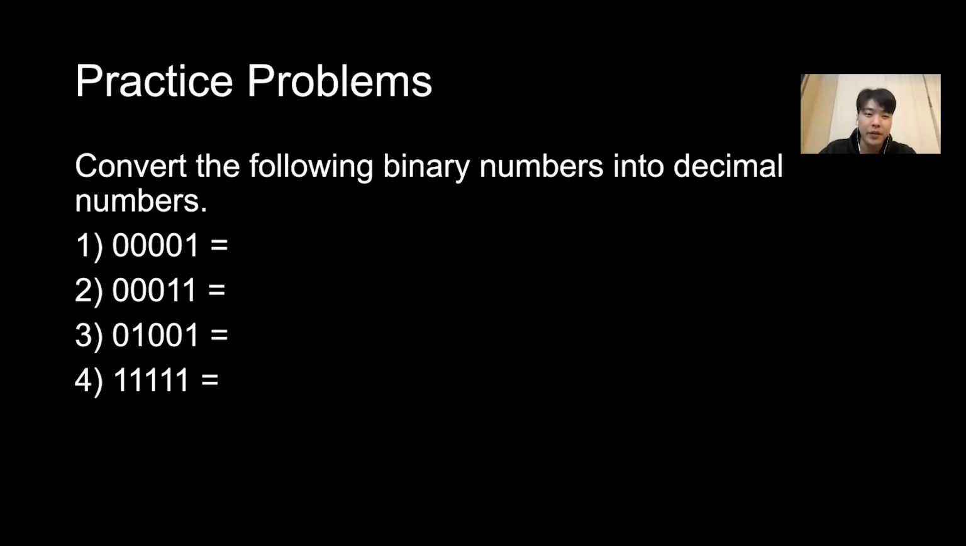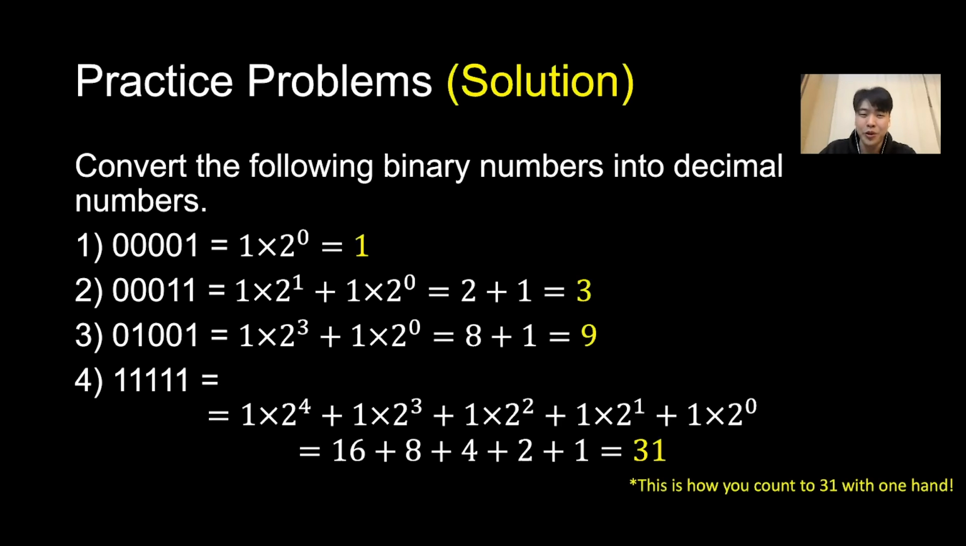Practice problems. Convert the following binary numbers into decimal numbers. Pause the video and try this. By the way, these are a 5-bit number system. Let's go. Welcome back. Let's go to the solution. These are the solutions. For the first one, let's go through it fast.